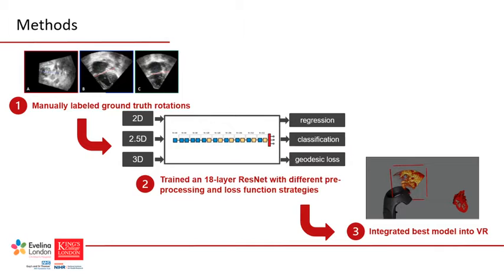Next, we ran several experiments, training an 18-layer ResNet using 3 different loss function strategies. The loss functions we evaluated were regression with mean absolute angle error loss, classification with cross-entropy loss, and regression with geodesic loss. The best loss function strategy was then adopted, and additionally, 3 different pre-processing strategies were investigated: 2D, 2.5D, and 3D. Finally, we integrated the model with the lowest mean absolute angle error on the test set into VR and aligned to the anatomical model.